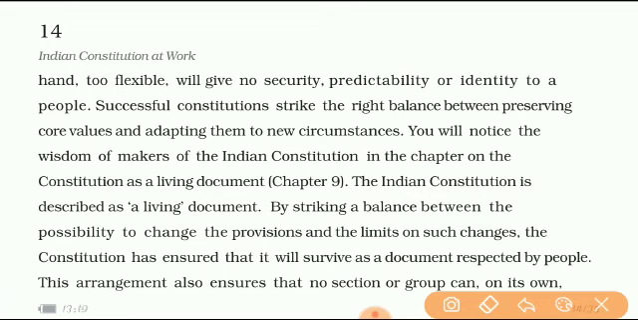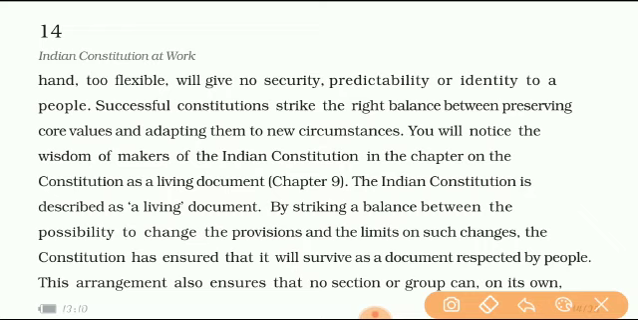So what we learned from this: the Indian constitution has been made in such a way that it is neither too rigid nor too flexible. Successful constitutions strike the right balance between preserving core values and adapting them to new circumstances. You will notice the wisdom of the makers of the Indian constitution in the chapter on the constitution as a living document, chapter 9. There we will see the wisdom of these constitution makers, who put in effort to make the constitution effective in all the fields in our country.